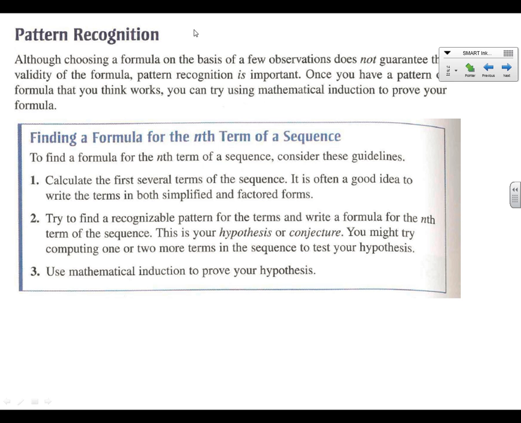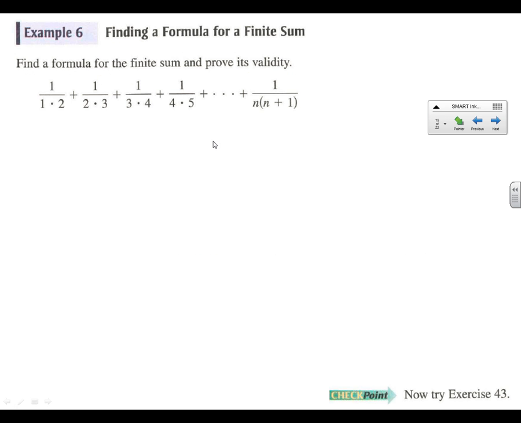Okay, so now the next thing we're going to look at is what if you're given a pattern. Your job is to come up with a formula for it, and then your job is to prove that it works. Okay? So what we're going to look at here is, here's our formula. The first thing we're going to do is figure out the first couple of terms.